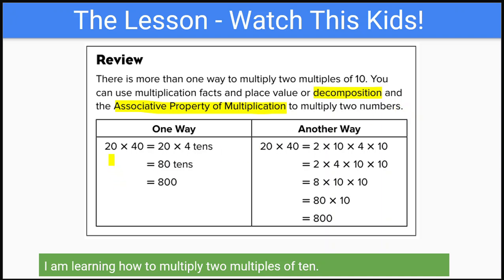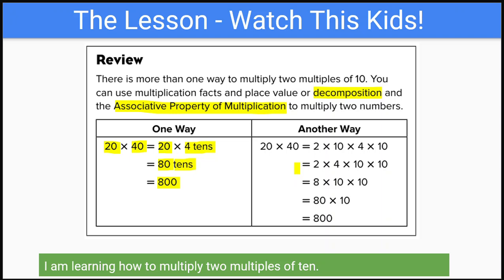So here's an example right here. They want you to find 20 times 40. Well, that's the same thing as 20 times 4 tens. 20 times 4 is 80, and we had tens right here, so that's 80 tens. And 80 tens is the same thing as 800. We'll talk about that in a minute.